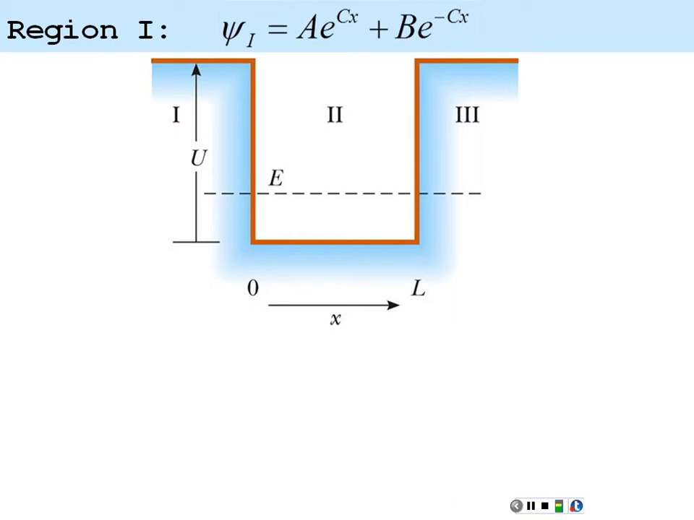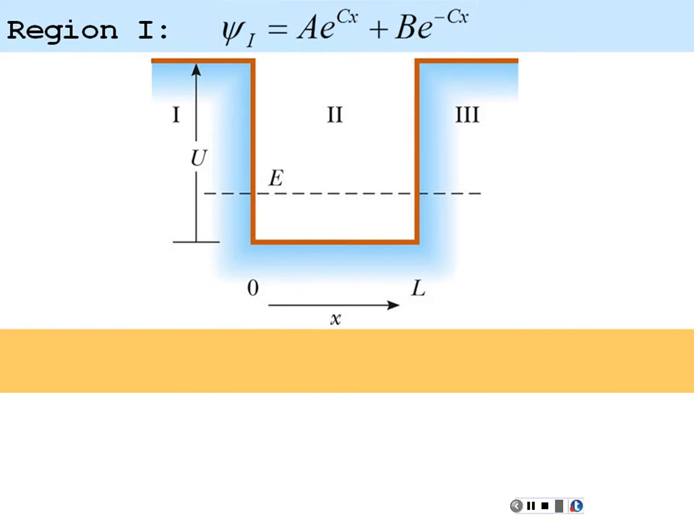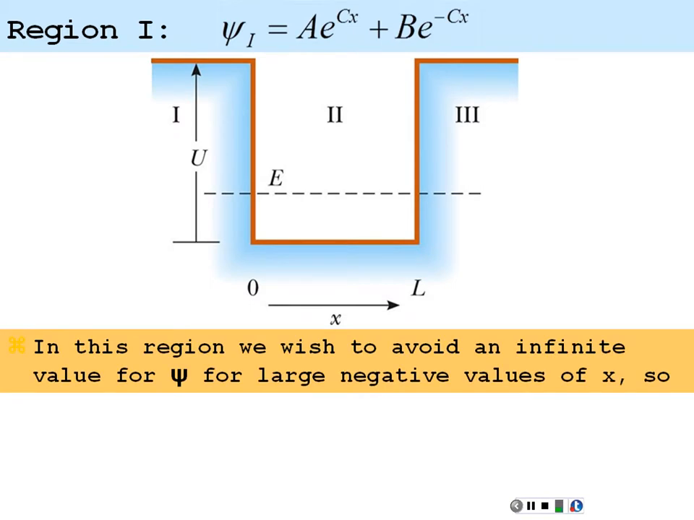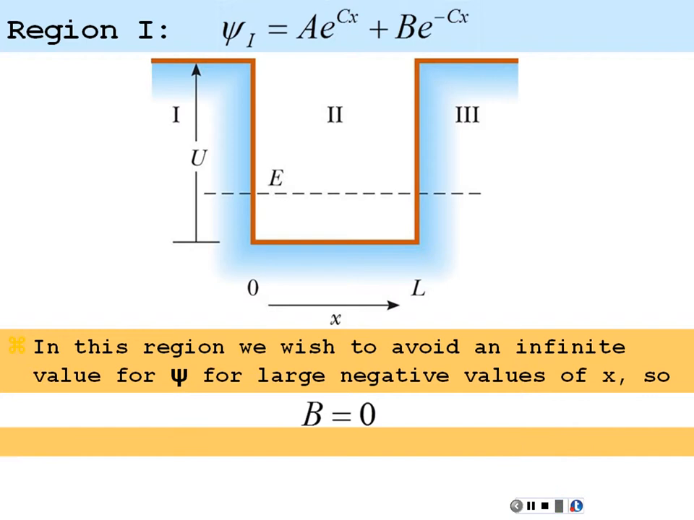Well, if I look in particular at region 1, I want to make sure that this wave function is finite, and especially when we go to large values in the negative direction of x. So when x approaches negative infinity, we don't want this thing to blow up. That would ensure that our b constant should be 0 in this equation, because if x were negative infinity, we'd have e to the infinity, and we can't have that happen. So our b is 0, and hence in this region the wave function is simply a e to the cx.